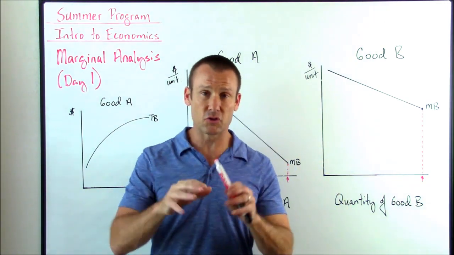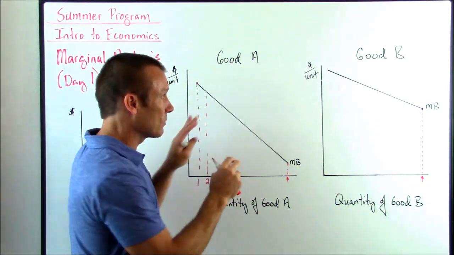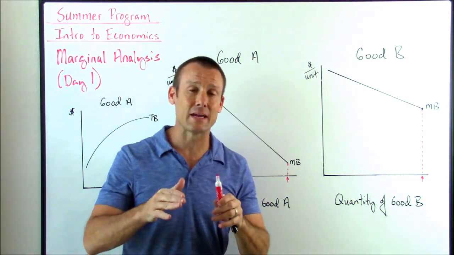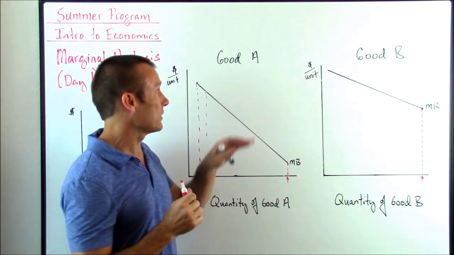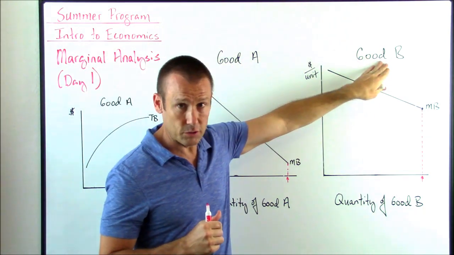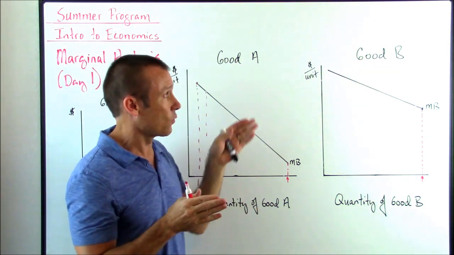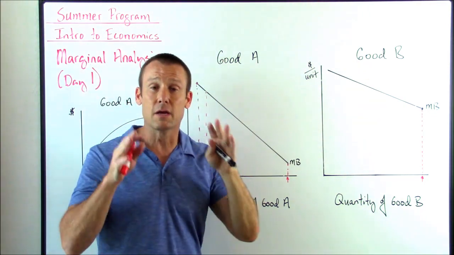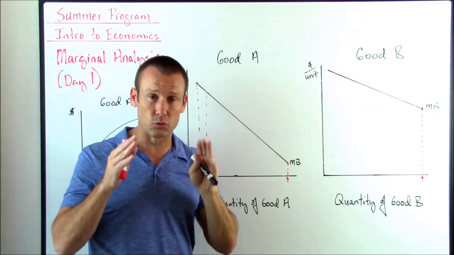Okay. Now I'm going to change, okay? I'm moving off of these two graphs, I'm going to move to these two graphs. So what I'm about to do is stylize the world. I'm going to say that we have a world in which we can only make two goods, good A or good B. And, of course, therefore, when we make good B, we're giving up good A, and when we make good A, we're giving up good B. But those are the only two goods we can make.